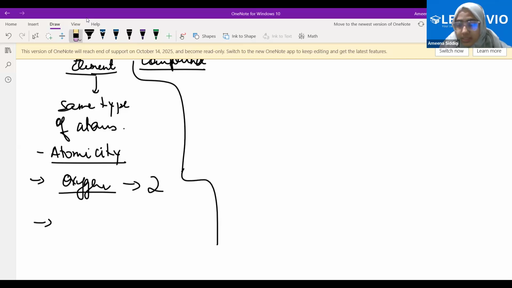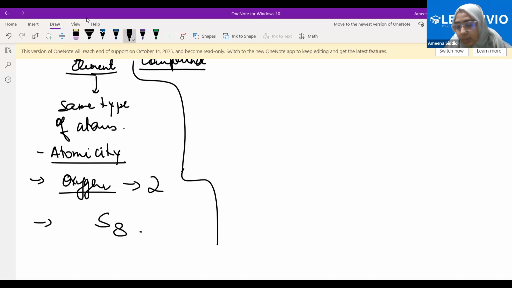P4, what is that? Phosphorus. Tetratomic. Tetra refers to 4. And if we have more than 4 atoms, we will refer to it as polyatomic. Example, sulfur, which is S8. What is the atomicity of sulfur? 8. The atomicity of sulfur is 8.